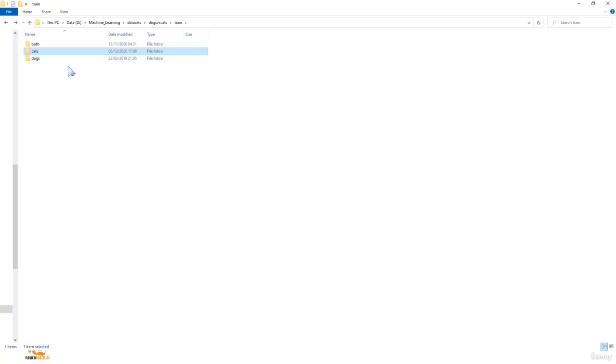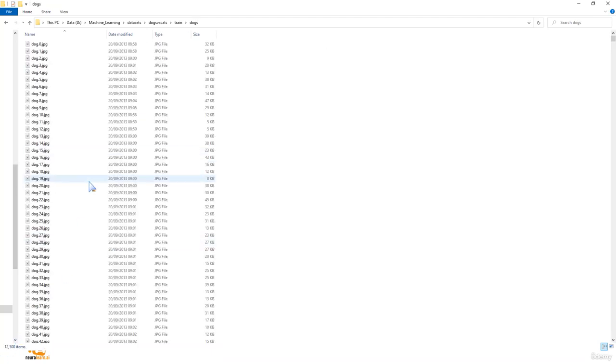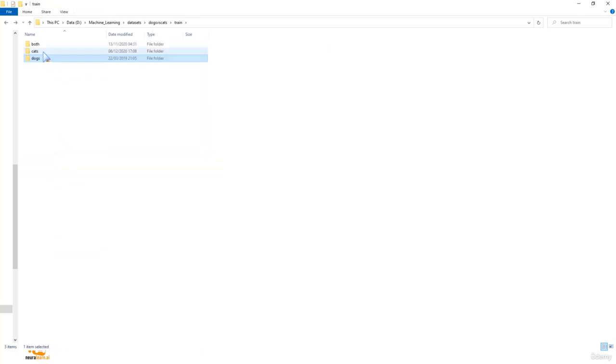Now, suppose we had initially, or say we had here for the cats, just 100 cats, while for the dogs, we have 12,500 dogs. You'll find that the model would tend to classify dogs very well, but find it difficult in classifying the cats. So we have to always try to fight this problem of data imbalance, wherein some of the classes actually have more data as compared to the others.